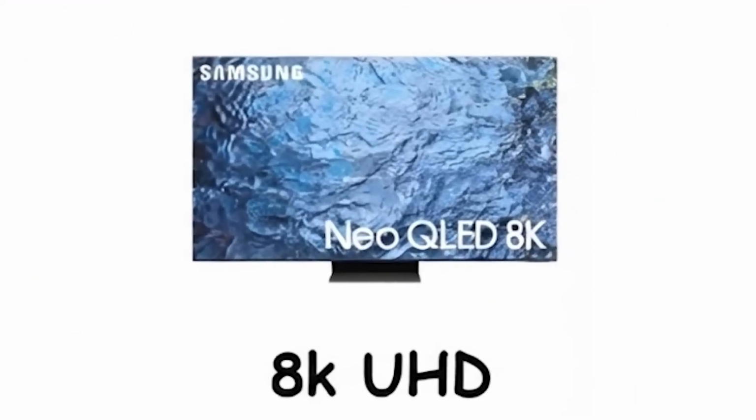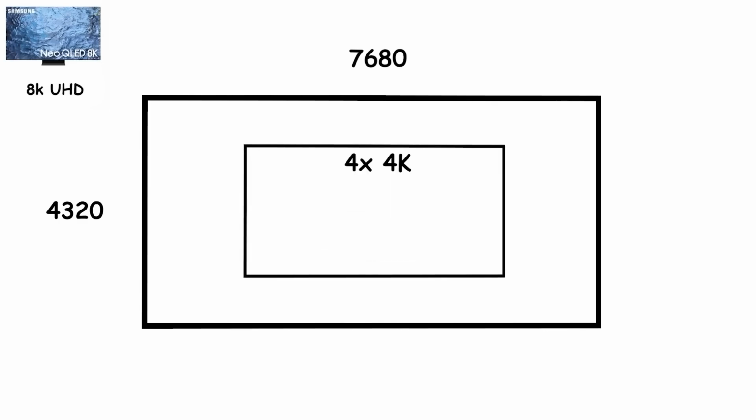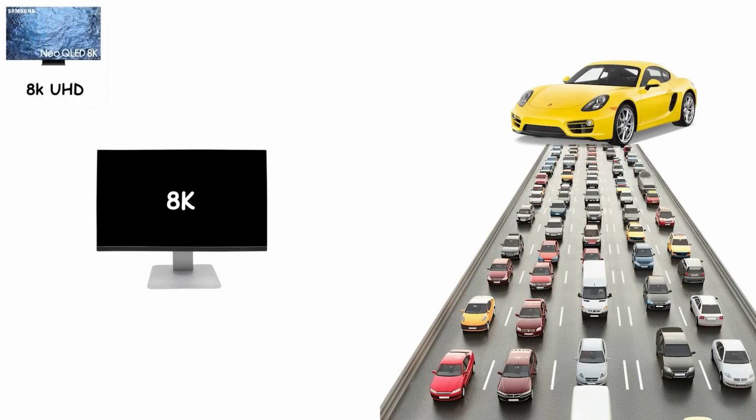8K UHD. 8K has a resolution of 7680 by 4320 pixels. That's 4 times 4K and a wild 16 times 1080p. On paper, it sounds insane. In real life, this is the resolution equivalent of buying a supercar to drive in city traffic.